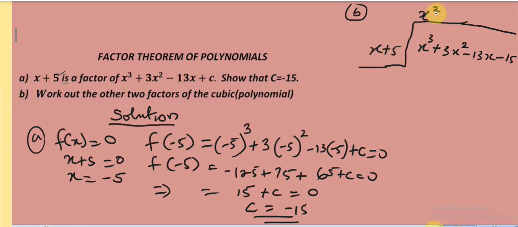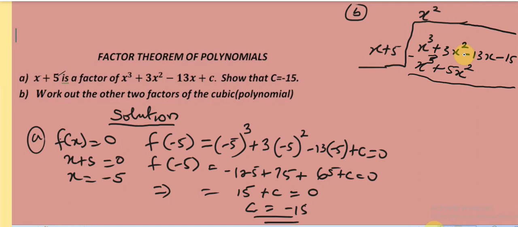So x raised to the power of 2 times x, that's going to give me x raised to the power of 3. Then plus x raised to the power of 2 times 5 is going to give me 5x raised to the power of 2. So I'll draw a line, then I'll subtract this. This minus this is going to be 0.